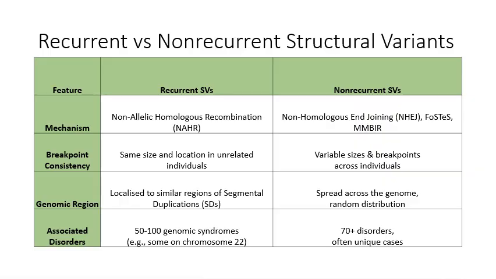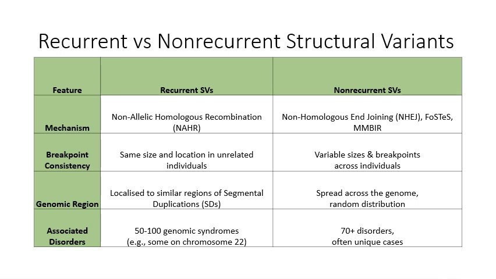Now, this table is taken straight from your book, and you can have a look at it at a later time, but really the gist of it is that recurrent structural variants are caused by non-allelic homologous recombination and occur at consistent genomic locations in unrelated individuals, and this is due to the presence of segmental duplications.